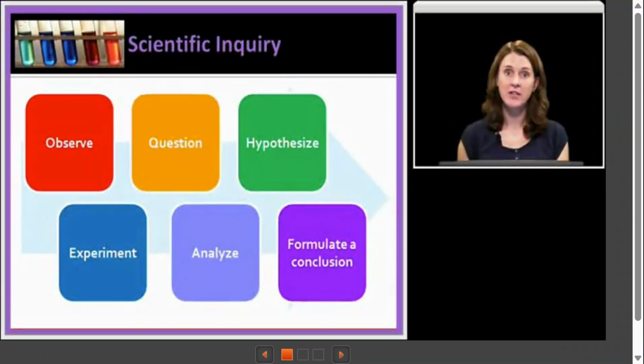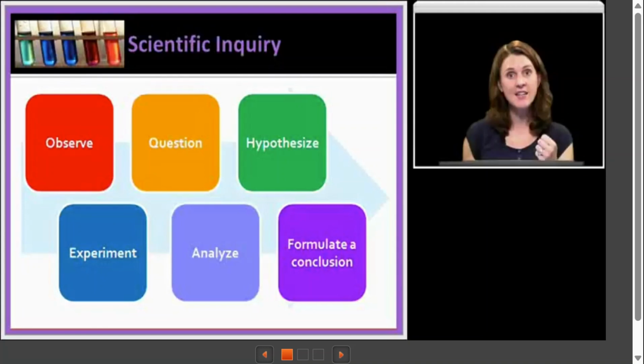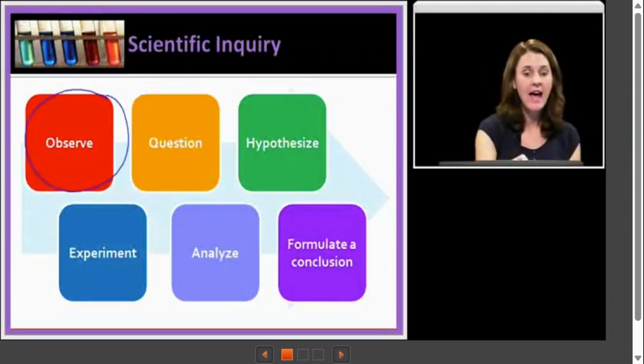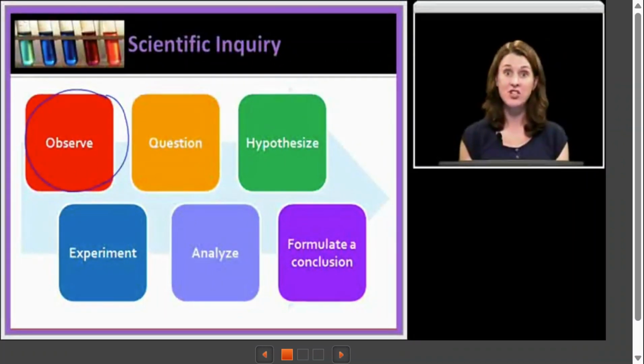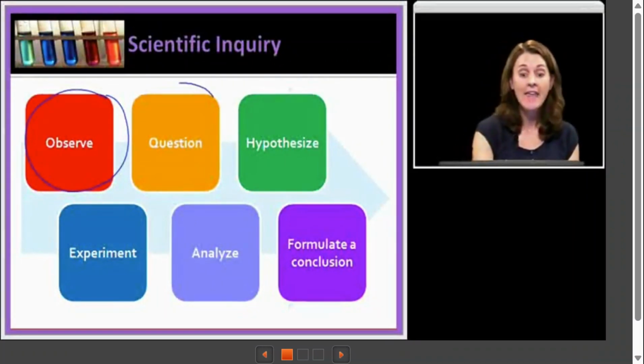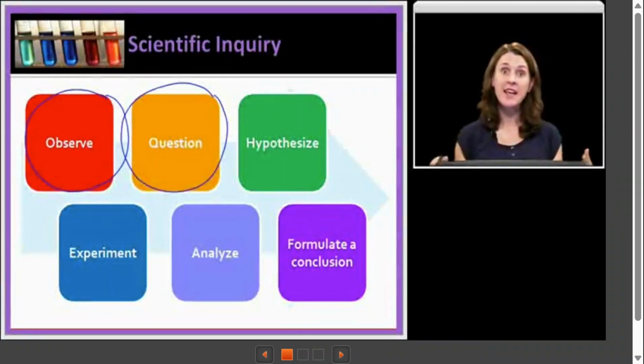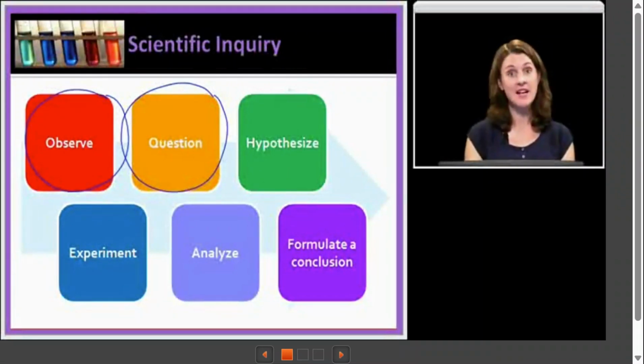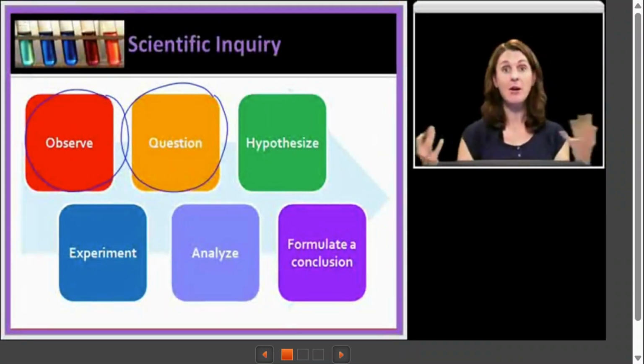So, scientific inquiry. As you can see here, there's several steps involved with setting up a scientific question, setting up an experiment about that question, and then eventually drawing a conclusion. As I mentioned, in our section today we're most concerned with how to make scientific observations about the world around you, and then how to properly set up or pose a scientific question about those observations.